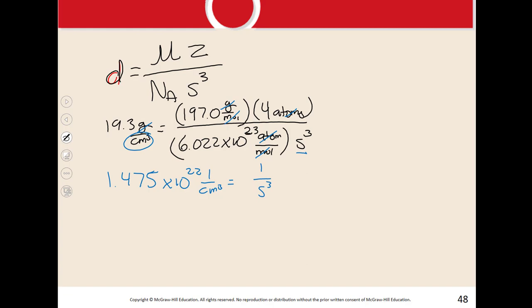So we did this in chapter 6 when we were finding the wavelength emitted from the hydrogen atom. Same thing here, reciprocal of both sides, which means 1 divided by both sides. So 1 divided by 1 over the side length cubed just becomes the side length cubed. 1 divided by this 1.475 times 10 to the 22nd becomes 6.779. I'm just keeping all the significant figures in my calculator. Times 10 to the negative 23rd. And now those centimeters cubed come to the top.